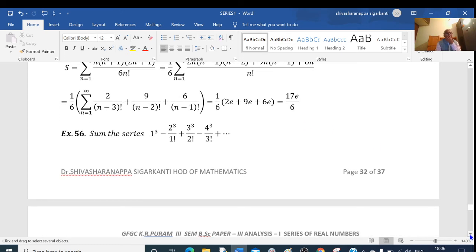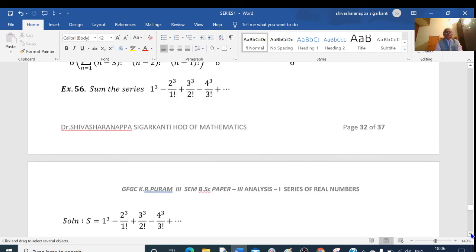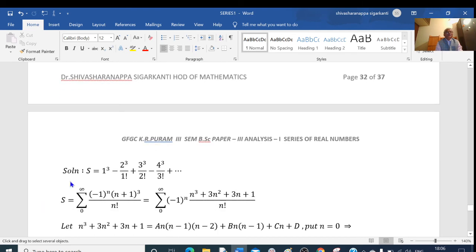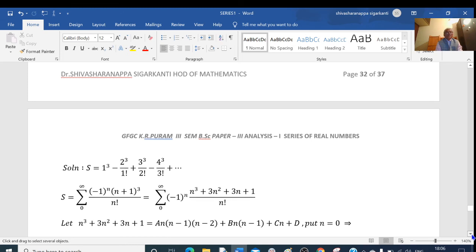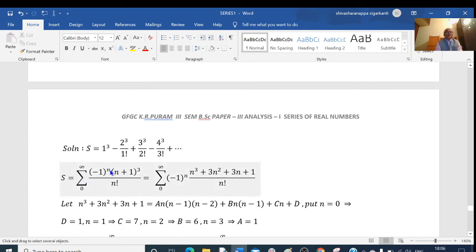Next example. Sum the series 1 cube minus 2 cube by 1 factorial plus 3 cube by 2 factorial minus 4 cube by 3 factorial plus and so on. So here let me write S is equal to 1 cube minus 2 cube by 1 factorial plus 3 cube by 2 factorial minus 4 cube by 3 factorial. This is an alternating series. This can be written as a summation. For this alternating series I have to give minus 1 to the power of n into (n plus 1) cube divided by n factorial.